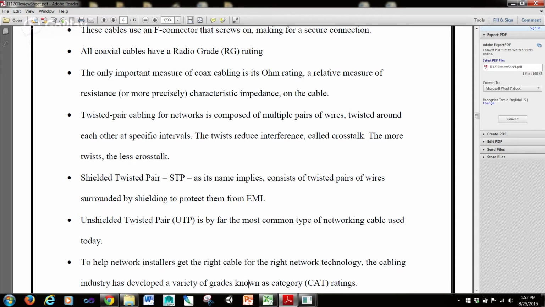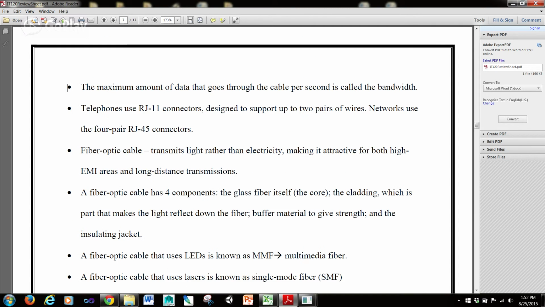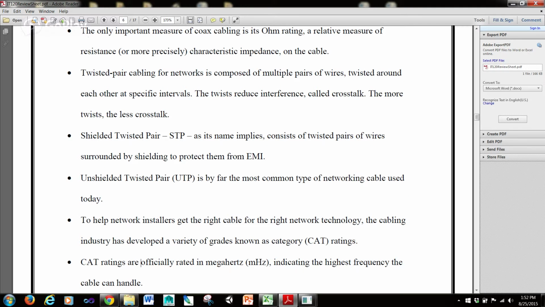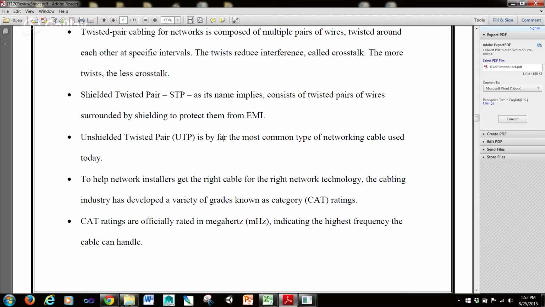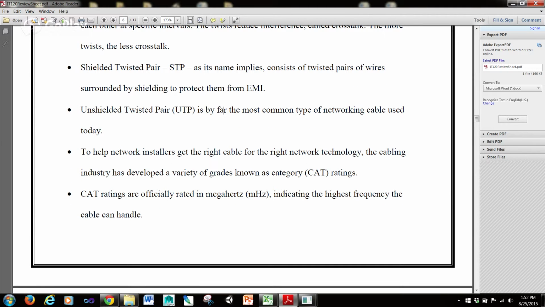Now, shielded twisted pair, or STP, as the name implies, consists of twisted pairs of wires surrounded by shielding to protect them from electromagnetic interference, or EMI. Unshielded twisted pair, or UTP, is by far the most common type of networking cable used today. Now, to help network installers get the right cable for the right network technology, the cabling industry has developed a variety of grades known as category or CAT ratings.